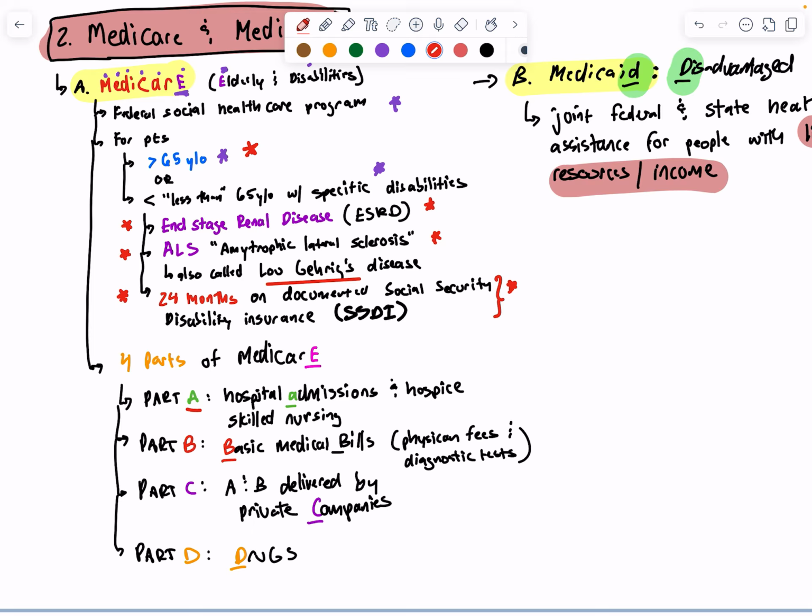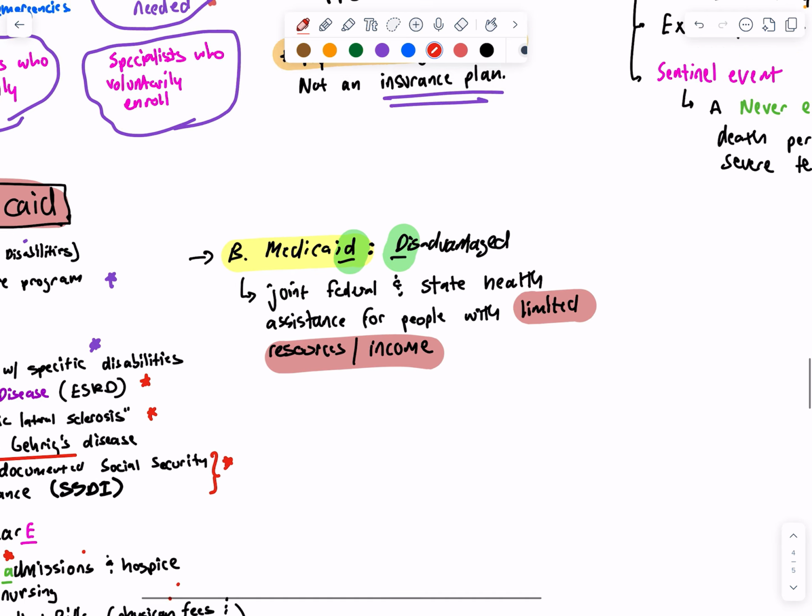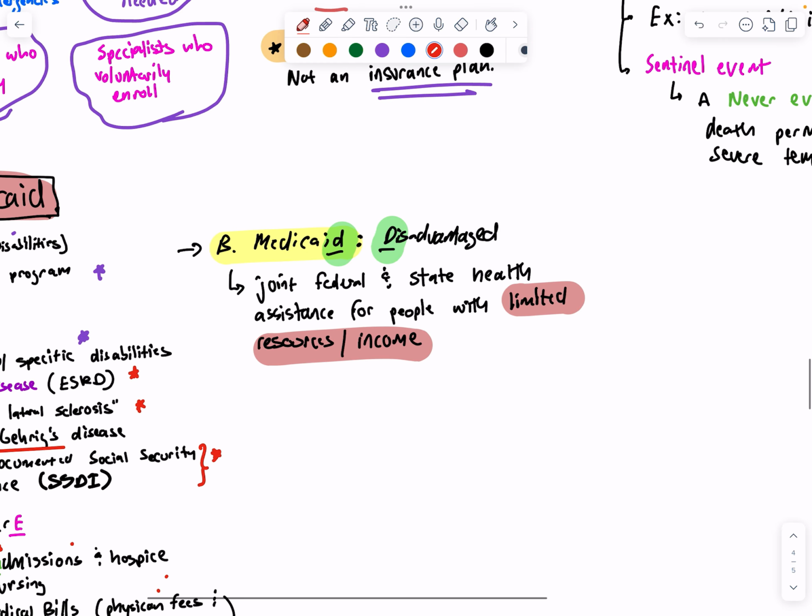And then there's 4 parts of Medicare. Part A has to do with hospital admissions. Part B has to do with basic medical bills, so physician fees and diagnostic tests. Part C has to do with admissions and hospice or skilled nursing, basic medical bills that are delivered by private companies, and then Part D of Medicare stands for drugs.